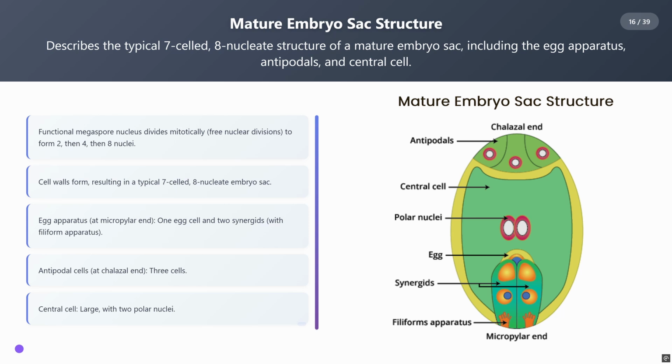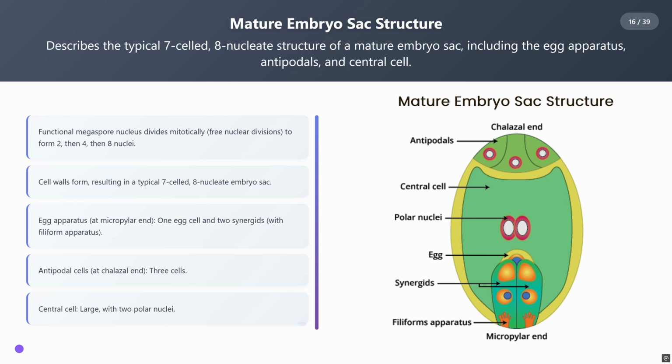And what's the final layout inside this mature embryo sac? It's often described in a very specific way, isn't it? 7 cells, 8 nuclei. Yes, that's the classic structure for most angiosperms. 7-celled, 8-nucleate. There's a very characteristic arrangement. At the micropylar end, near that little opening, 3 cells group together to form the egg apparatus. Egg apparatus? This consists of one central egg cell, flanked by 2 supporting cells called synergids.